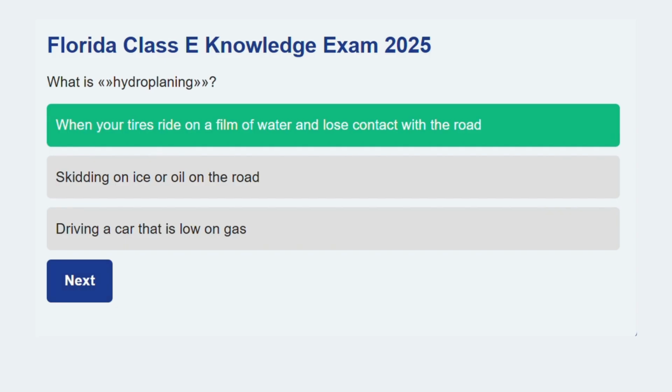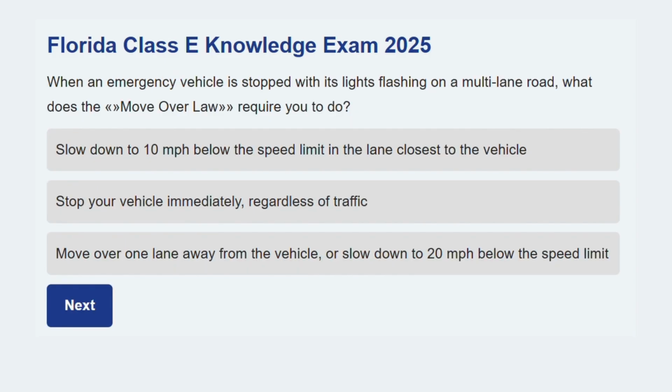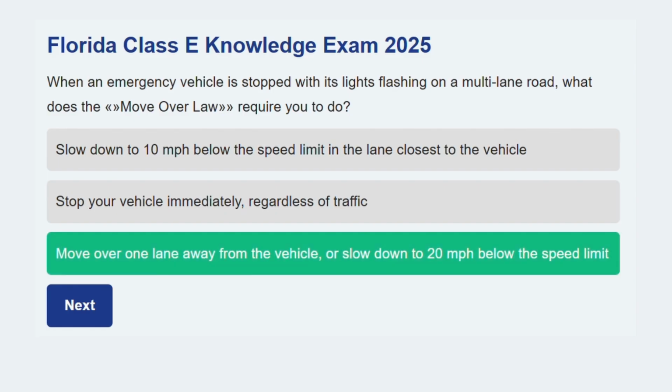Take a moment for this one. When an emergency vehicle is stopped with its lights flashing on a multi-lane road, what does the move over law require you to do? Move over one lane away from the vehicle or slow down to 20 miles per hour below the speed limit. This is the core requirement of the move over law to protect emergency personnel.